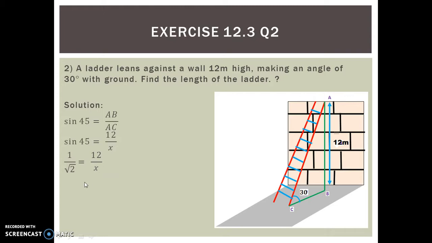Now we will try to simplify this. We can shift x over here, and shift root 2 to the right side. This will become x is equal to 12 root 2. Now you will have to use your calculator to find the value. 12 multiplied by root 2 will give you 16.97. And so x, side AC, is nothing but the length of the ladder, and the length of the ladder is 16.97 meters.